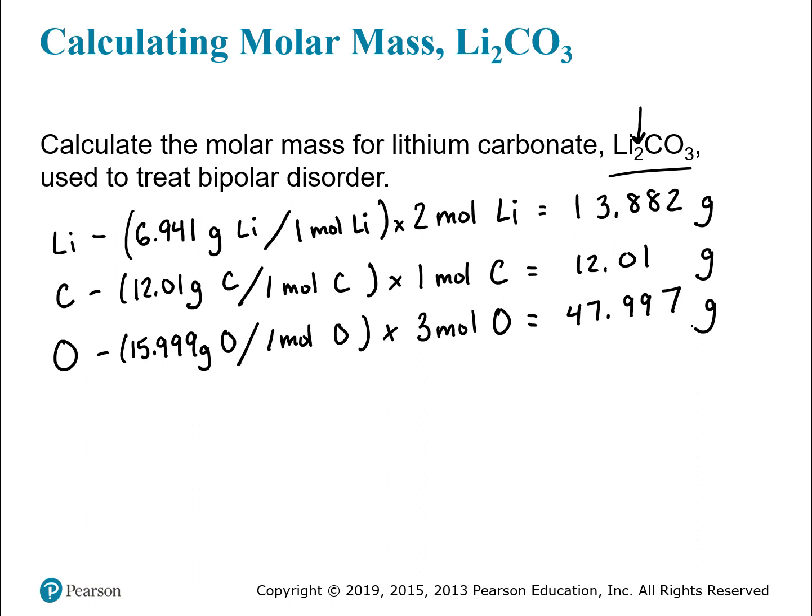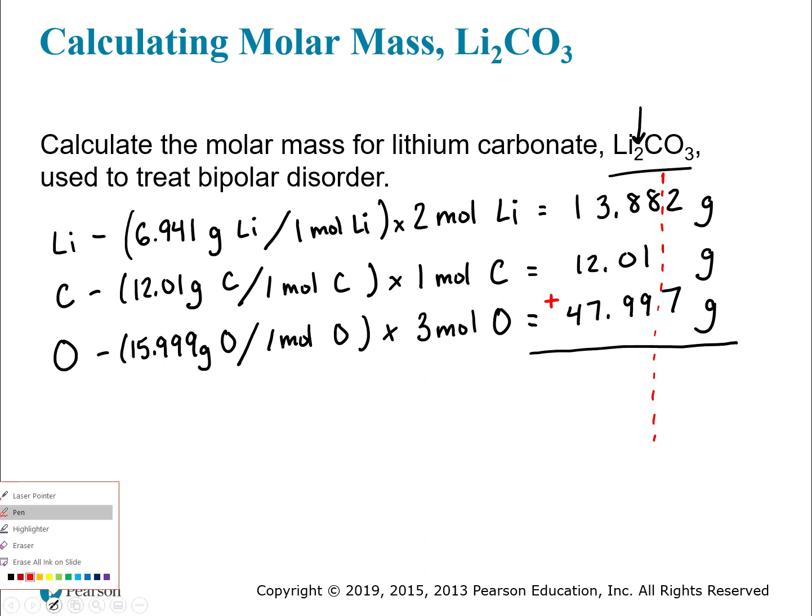So this is a list of the masses for each of the elements in lithium carbonate. We have to add them up as our last step. The rules apply that we learned for adding sig figs here. I draw my dotted line, which shows me my last retained digit and what digit I'm going to use to round. You can still use your calculator here, but make sure that you know where you're rounding.